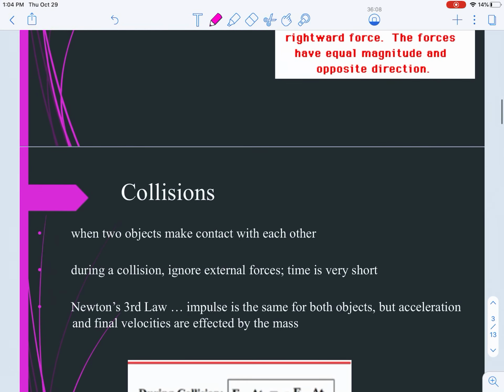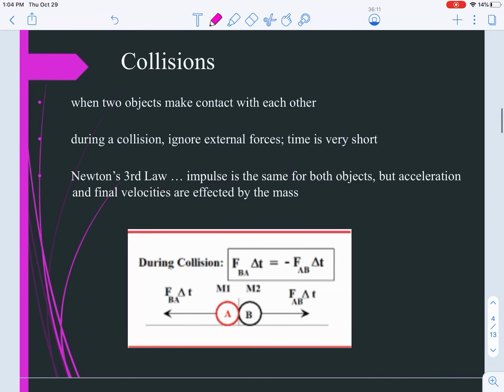So now we're going to be talking about collisions, things running into each other, interacting, bumping into each other. So when we use the term collisions, we're talking about some event where two objects make contact with each other. During a collision, we're going to ignore external forces. So again, this is why we say that our forces are internal. There's not some outside thing coming and affecting the motion of our two objects. Our two objects are going to be the things responsible for the force that is being applied onto the objects.